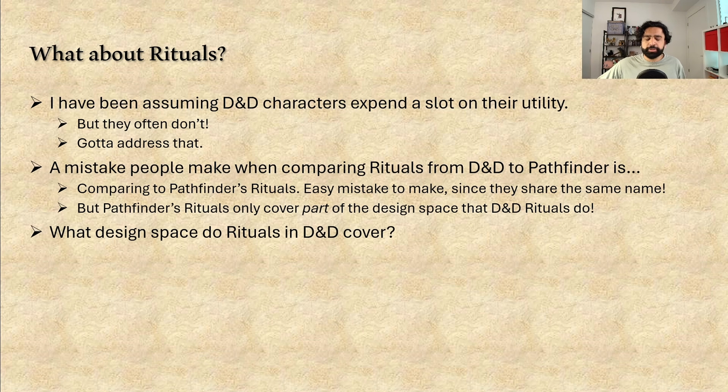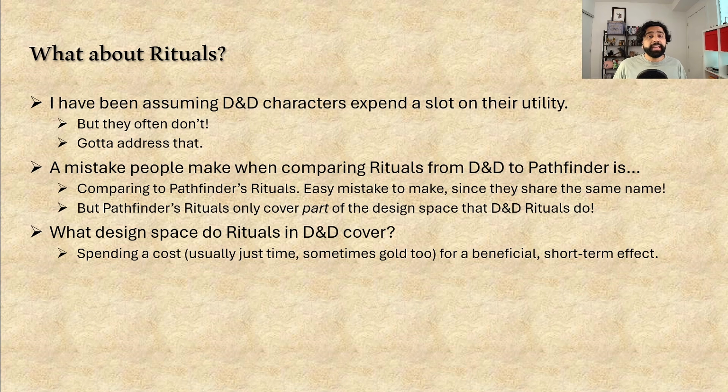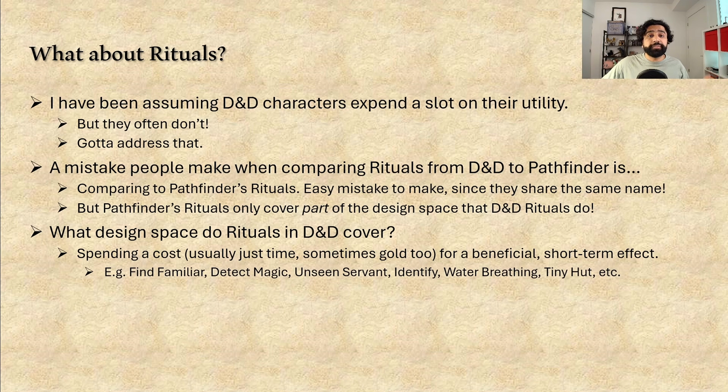What design space do D&D's rituals cover? There are 2 distinct spaces they're going for. The first is spending a cost of some kind, usually just time, but sometimes gold too, for a beneficial short duration effect of some kind. This includes things like Find Familiar, Detect Magic, Unseen Servant, Identify, Water Breathing, Tiny Hut, and countless more rituals.